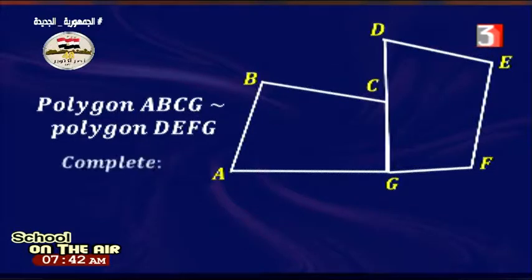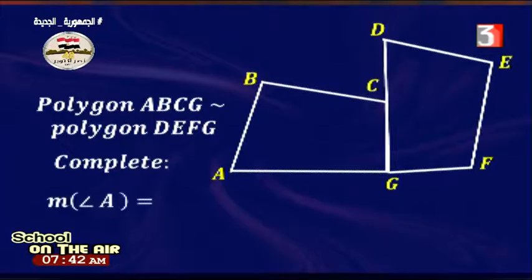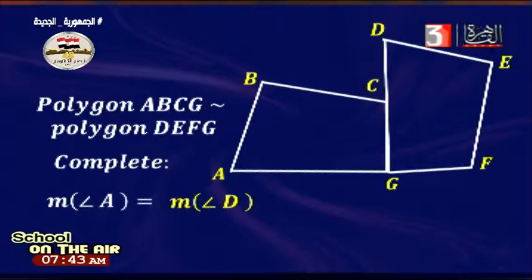Then I want you to complete. First of all, what about measure angle A? It is equal to what? Yes, measure angle A, it is the first letter in the first polygon. It is equal to measure angle D, which is the first letter in the other polygon. So measure angle A equals measure angle D.